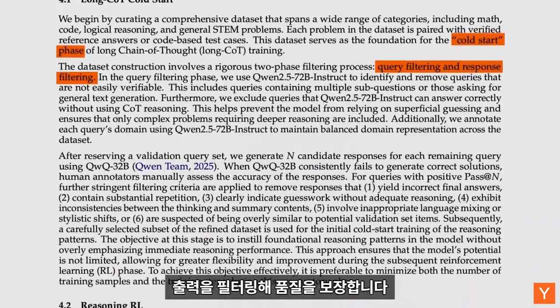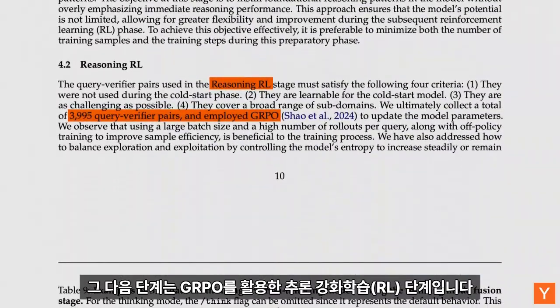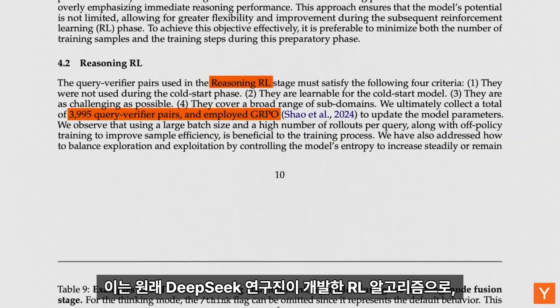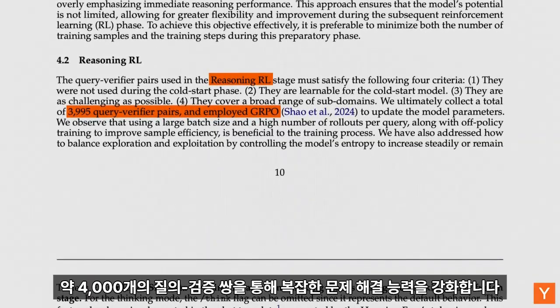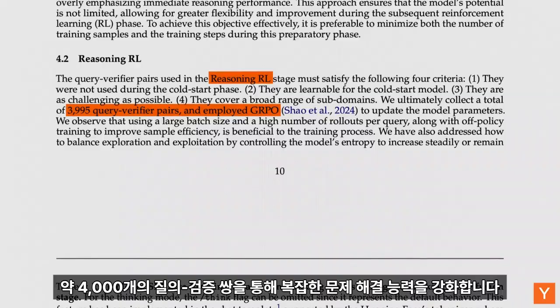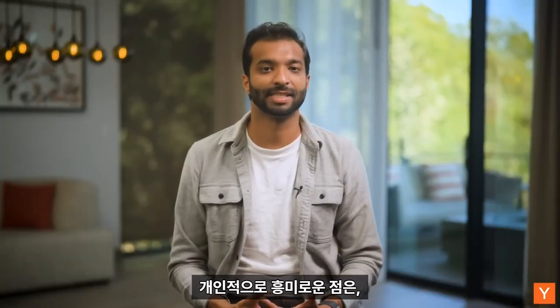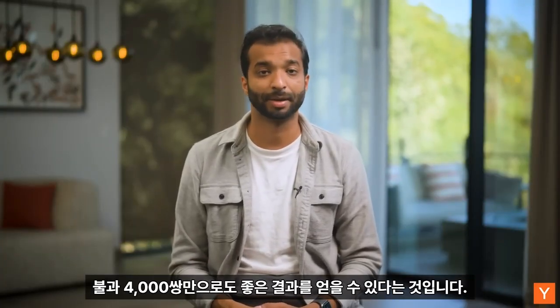outputs to ensure quality. This is followed by a reasoning RL stage using GRPO, an RL algorithm originally developed by DeepSeek researchers, on roughly 4,000 query verifier pairs to strengthen complex problem solving. Personally, I think it's fascinating that it only takes 4,000 pairs to get great results.